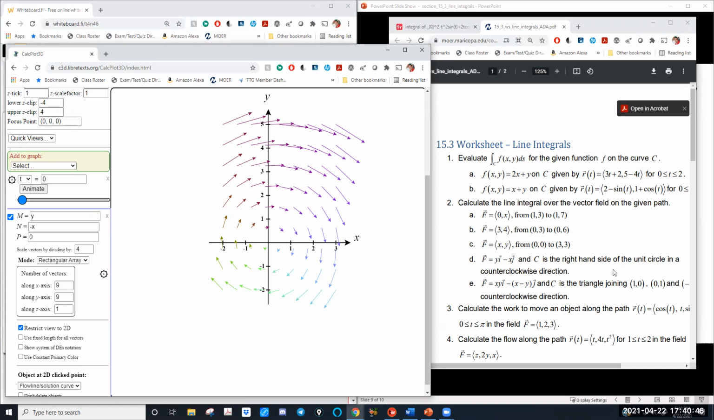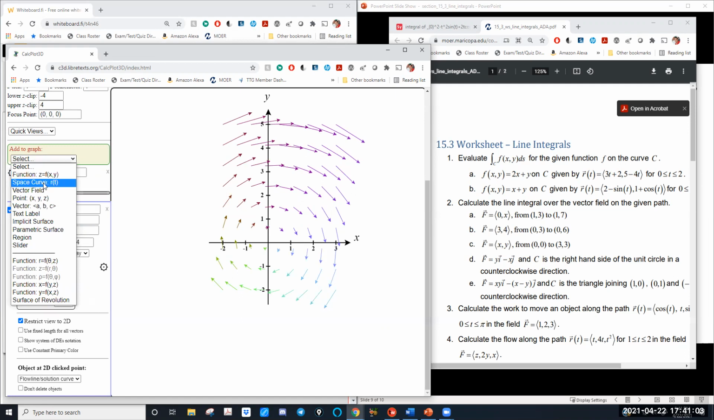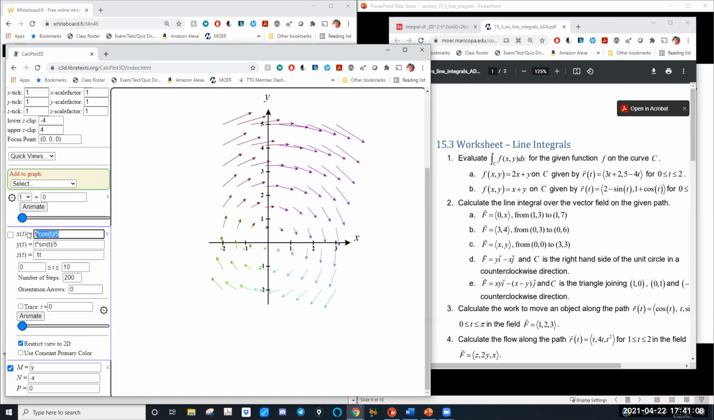Let's talk about the parameterization for the right-hand side of a unit circle. Whenever you're parameterizing a circle, you're going to be using cosine and sine, all right? But I want to show you a couple things. So we're going to put that in. We're going to put it in as a space curve. And let's just go with our regular x is cosine and y is sine. And again, put 0 in it if you're only in 2D. All right, and for right now, let's put in the whole thing.